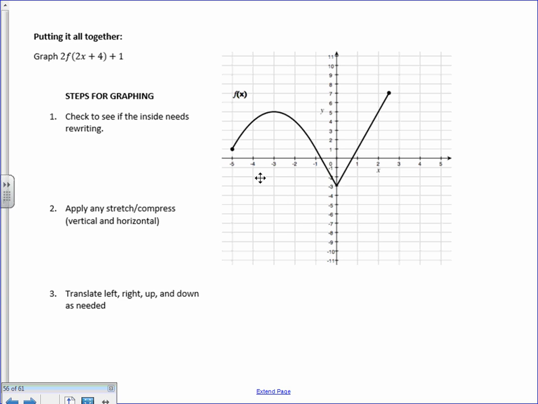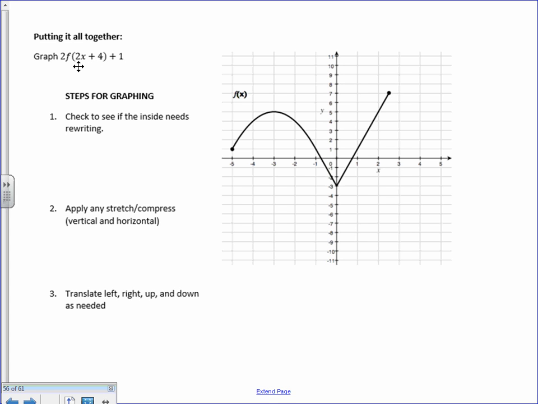Okay, let's put it all together. These are the steps that we need to follow. Forget the stuff earlier about following order of operations. It doesn't matter anymore. Horizontal stretching and compressing throws that all out the window. So these are the important steps. If I have this graph over here, f of x, and I want to graph this function right here, I need to first check to see if the inside needs to be rewritten. Is there a horizontal stretch or compression and a horizontal shift left or right?